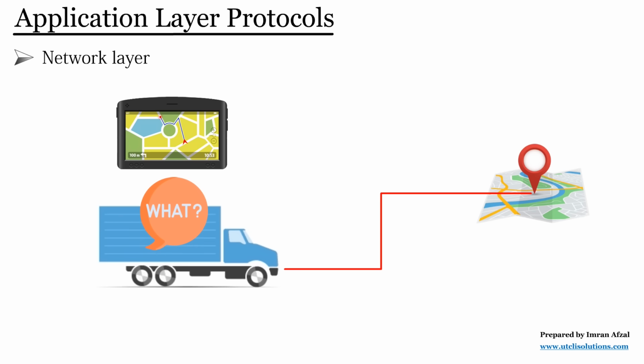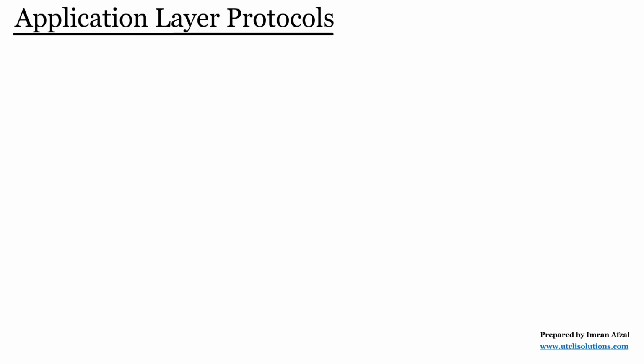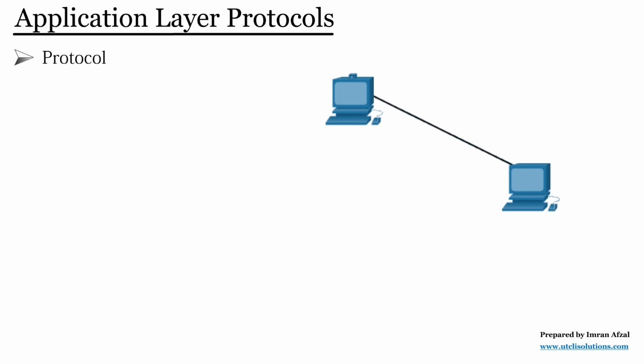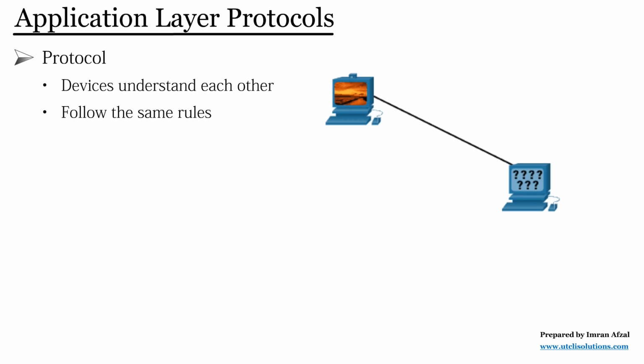Before we dive into individual protocols, let's clear the idea of a protocol. A protocol is simply a set of rules or an agreed upon way for devices to communicate. Think of it like a language. So if two people speak the same language and follow basic conversation rules, they will understand each other. But if one speaks French and the other speaks Mandarin, the conversation won't go very far. In networking, protocols ensure that devices understand each other, follow the same rules, and exchange data in a predictable way.